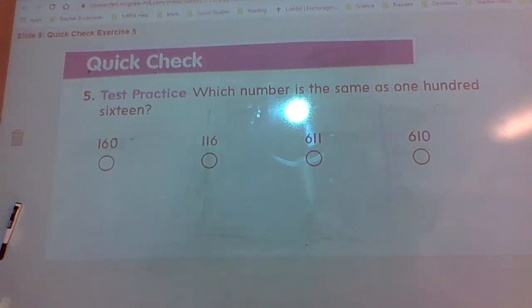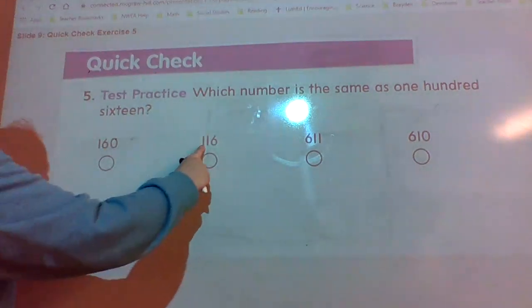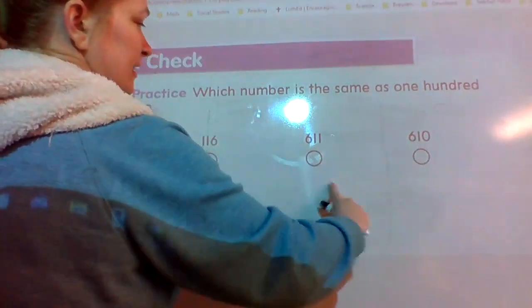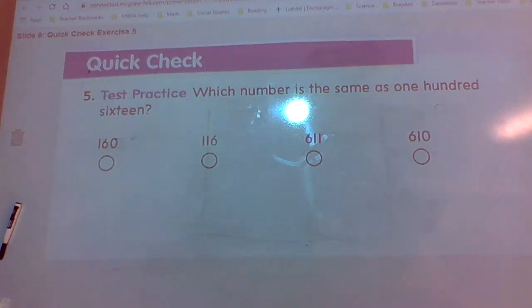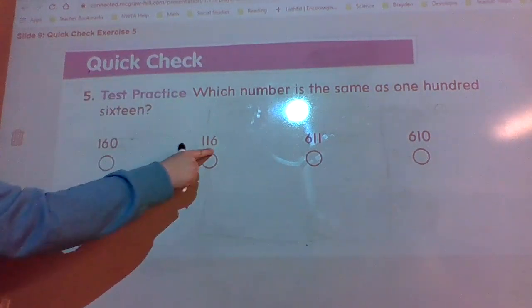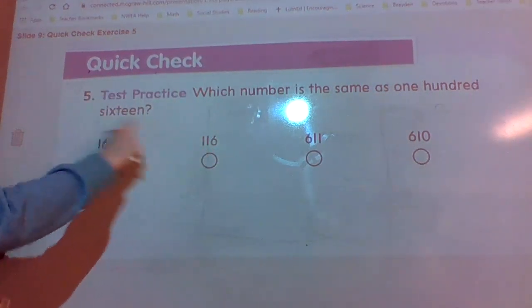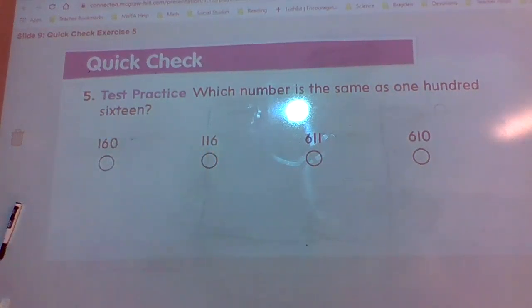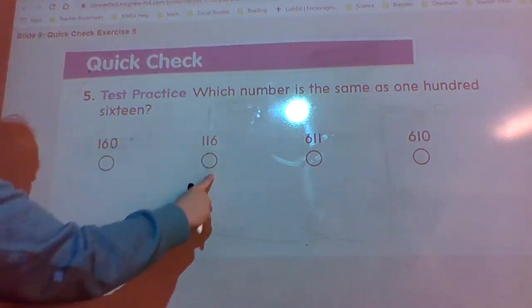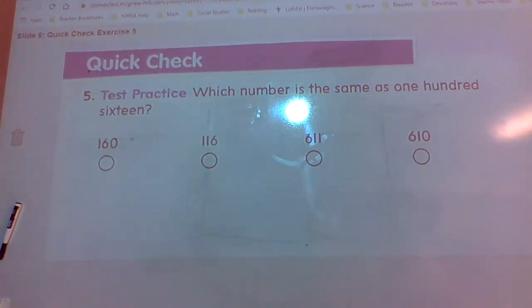Which number is the same as 116? Well, if it's 100 and it's a 3-digit number, a 1 has to be in the hundreds place. So that takes these two out right away because there's no 100. It's 600 in those. We're looking for 100. So it has to be one of these. So then we have to decide this word, 16. What digits represent 16? Choice A or choice B? If you said choice B, you are correct.